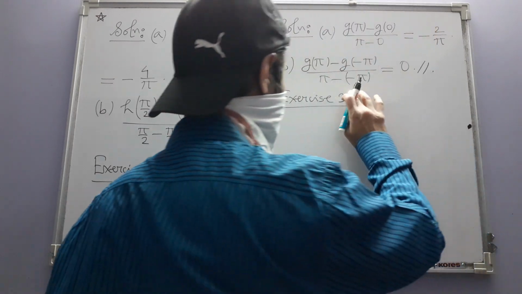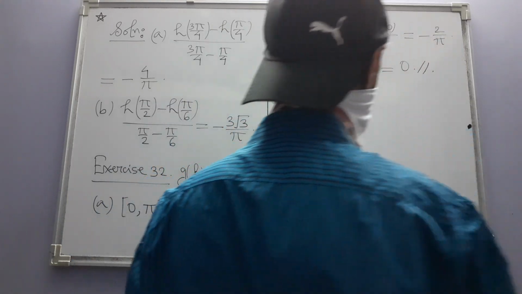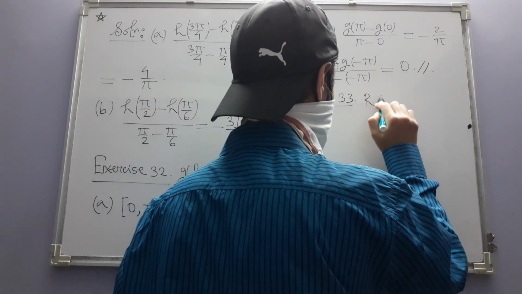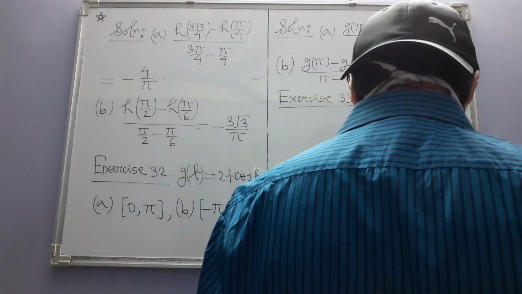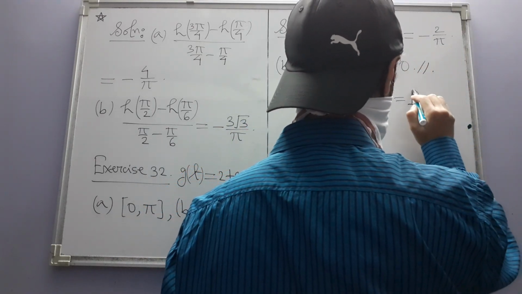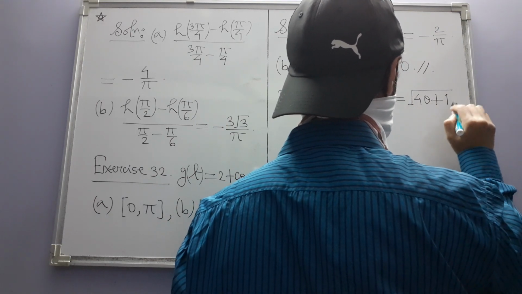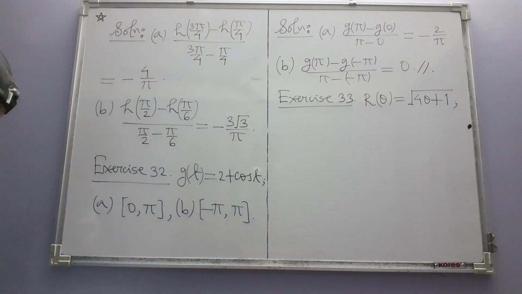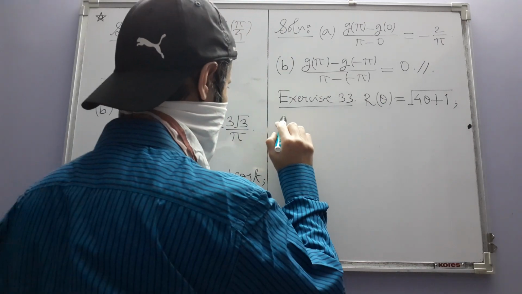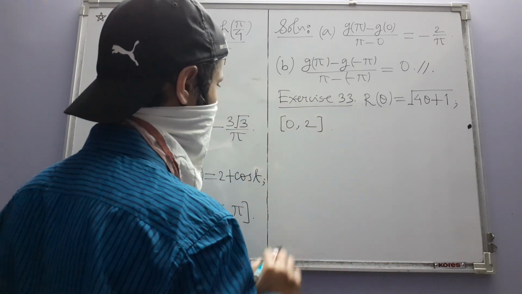Oh, this is 33. How can it be 34? So in 33, the function is r of theta, and the function definition is this: square root of 4 theta plus 1, and here only one interval is given, 0, 2.